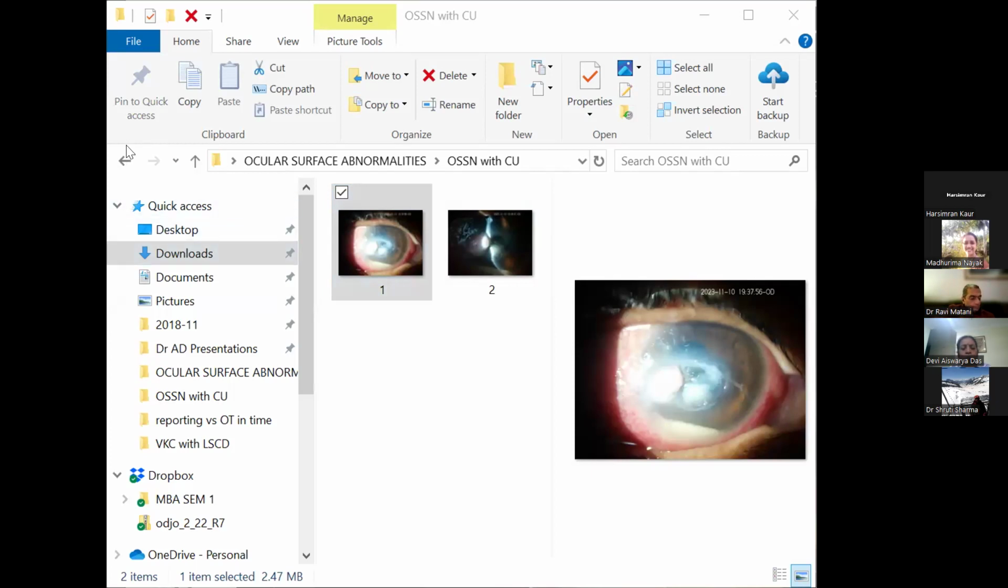So this is one. OSSN, you have to be very, very clinically aware that this could be OSSN. So sometimes even pterygium heads can have epithelial hyperplasia.